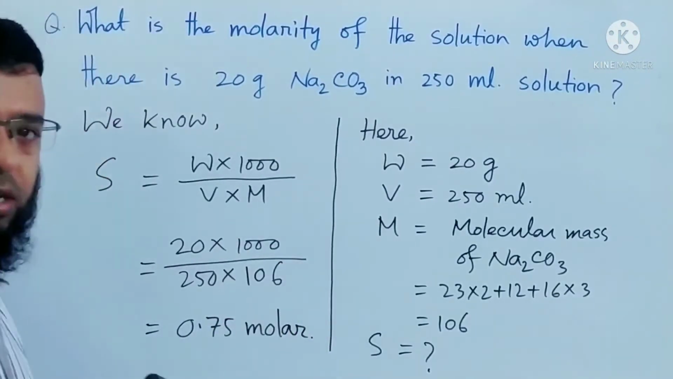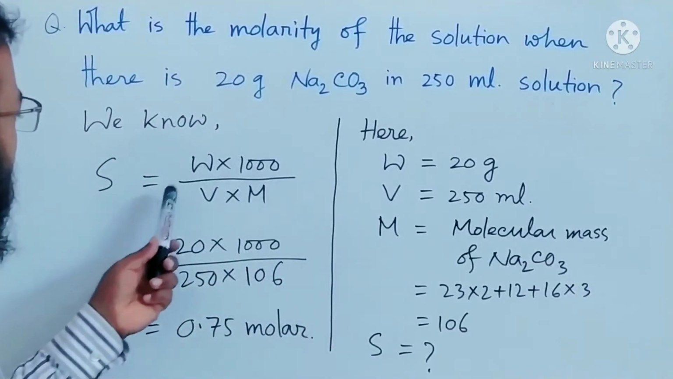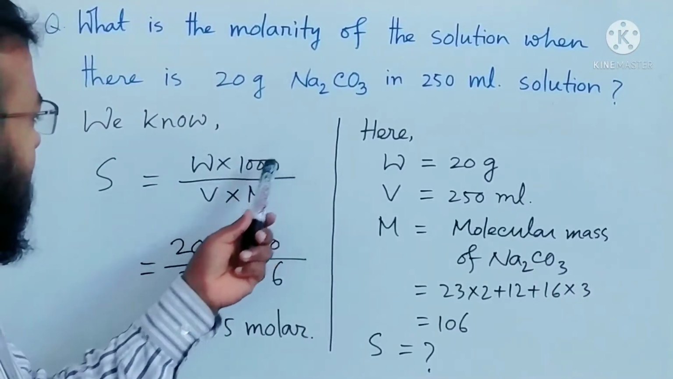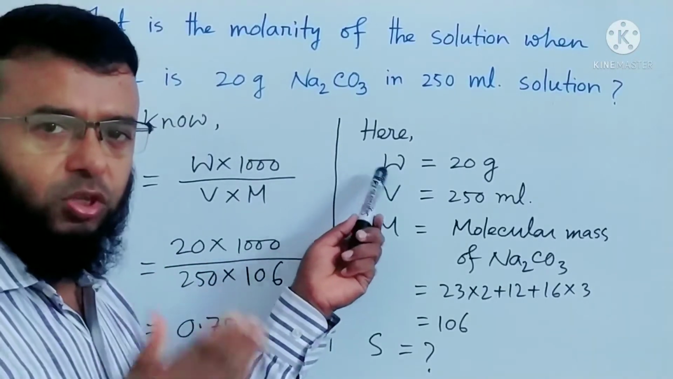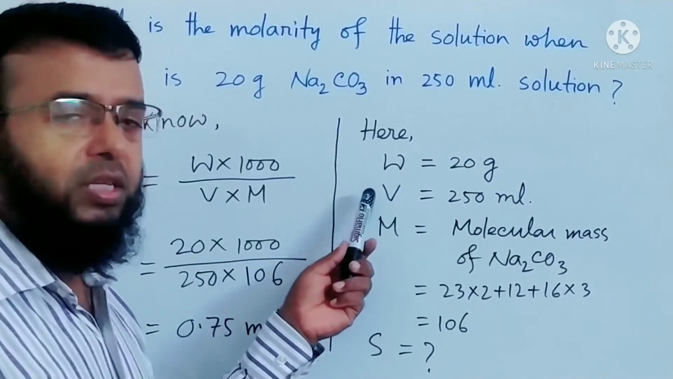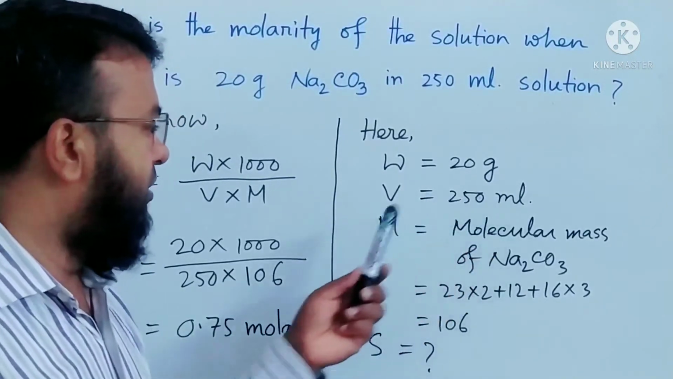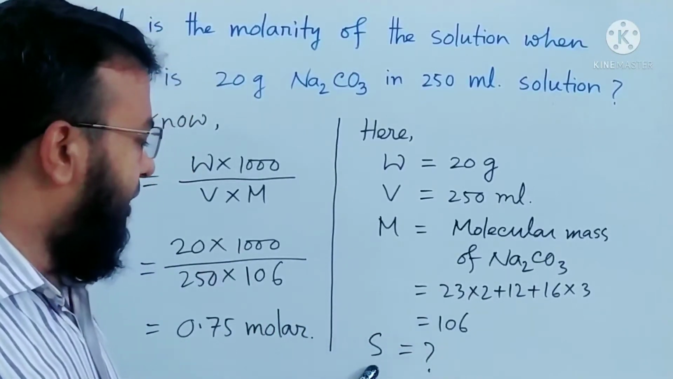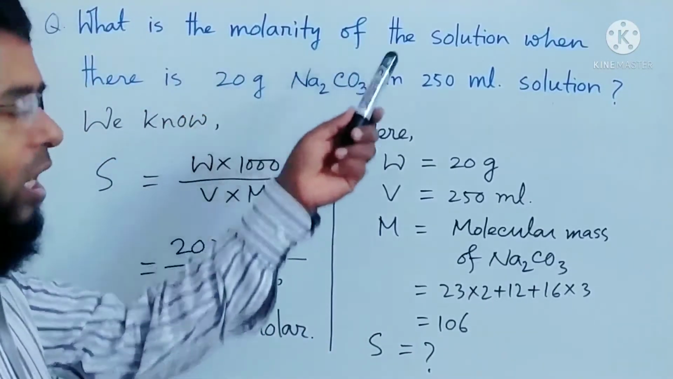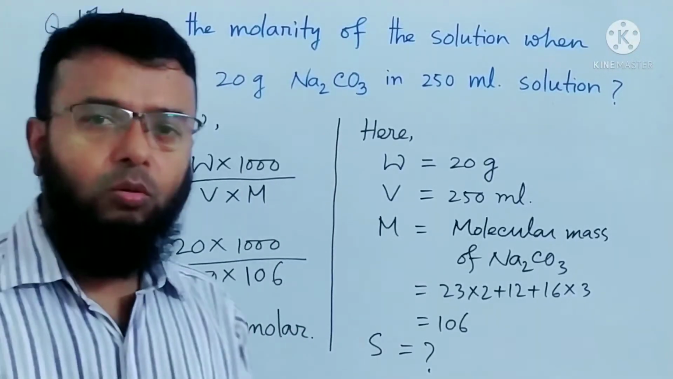So to determine the molarity of a solution, this is the formula. S equals W multiply 1000 divided by V multiply M. W means the mass of solute in gram unit. V is the volume of the solution in milliliter. M is the molecular mass of the solute. And S is the molarity of the solution that we have to find out. So we have got the answer, it is 0.75 molar.